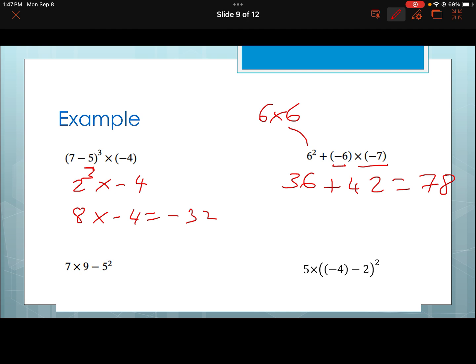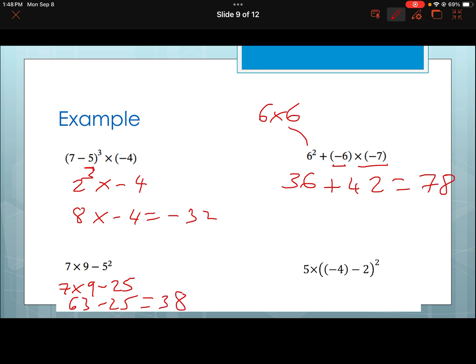For this one here, 7 times 9 take away 5 squared. Here, in the exact case, that minus is going to cause issues. But what actually is happening is it's 7 times 9 take away 5 squared. What's 5 squared? 25. So I'm going to write all that out again. It's 7 times 9 take away 25. Notice how it's not a positive 25. And then 7 times 9 is 63, take away 25, gets you 38.